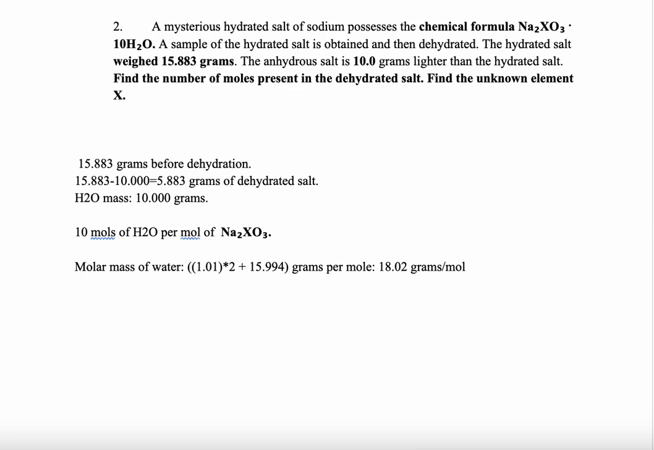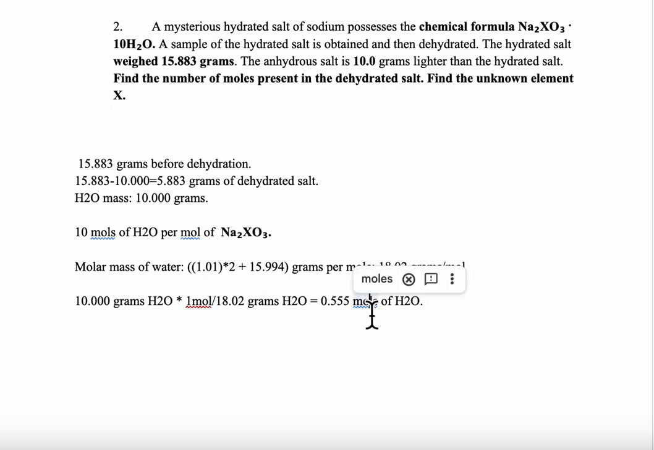So essentially what you would be doing is you take 10.00 grams H2O and multiply it by 1 mole per 18.02 grams of H2O, and that is going to give you 0.55 moles of H2O.